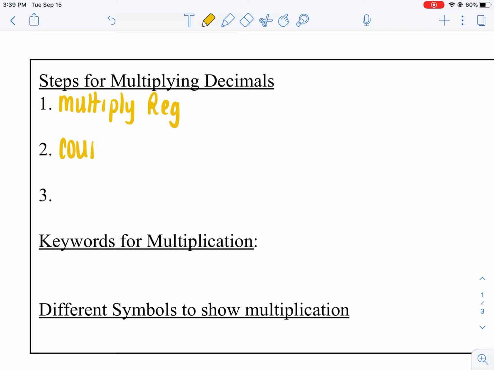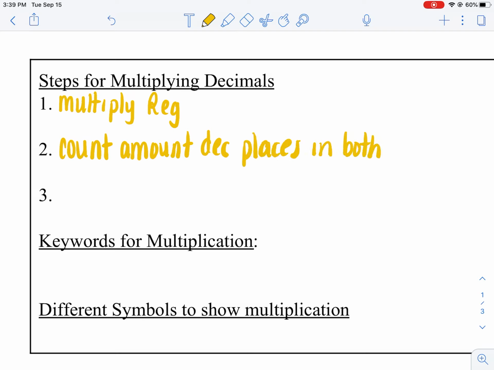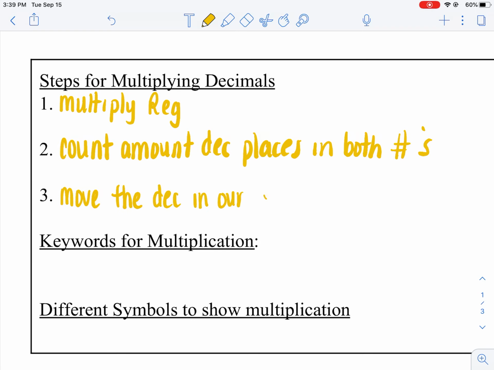Then we are going to count the amount of decimal places in both numbers, or as many numbers as we're multiplying. Or yeah, both numbers. And then we're gonna move the decimal in our answer that many times. So basically whatever number we counted, okay?